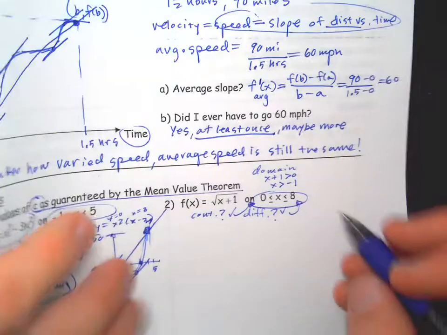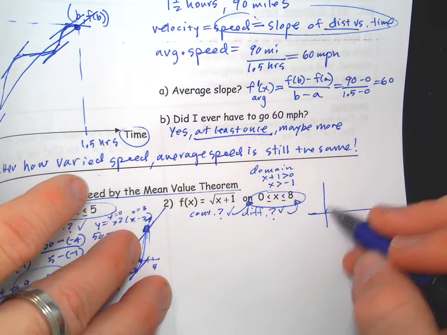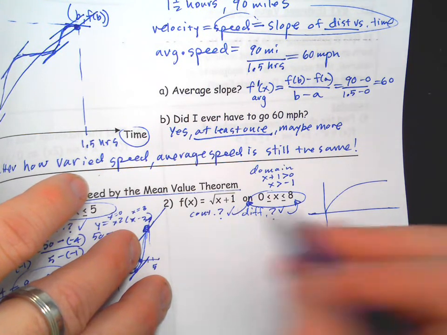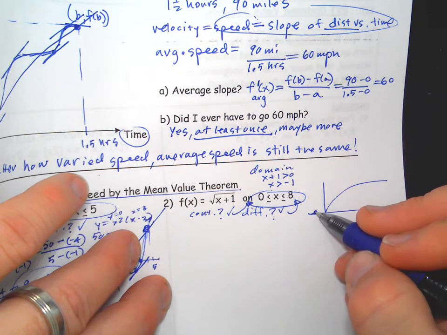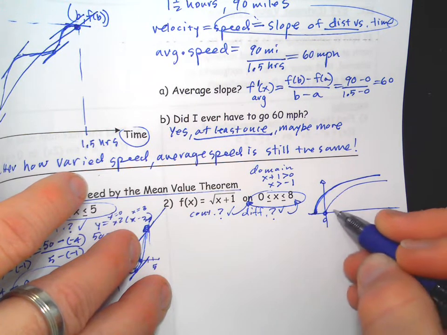Now, what does this sketch look like? Well, this is a square root function, which is like the top half of a sideways parabola. And the +1 moves it to the left one. So this is what the graph looks like. And we're interested in 0 to 8.